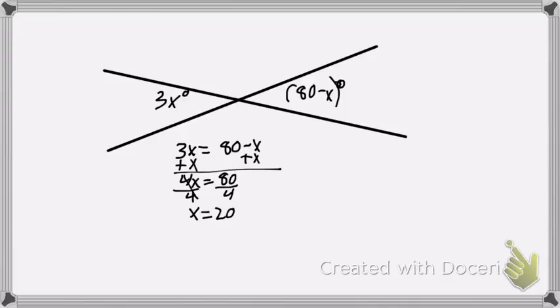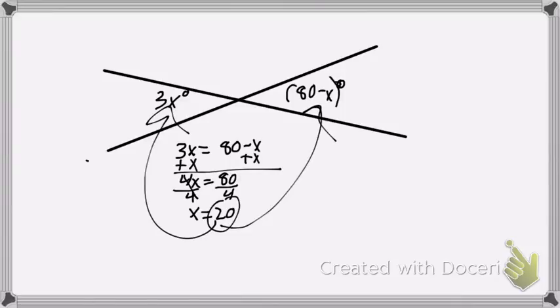Now, we want to check our work, and lucky for us, checking our work actually goes ahead and answers question number 9. So what we want to do is take this 20 and plug it back in there to the 3x and there to the 80 minus x. If we did this right, we get the same answer both ways. 3 times 20, 60 degrees. Over here, we go 80 minus 20. Oh, look at that, also 60 degrees. 60, 60, same and same, so we're good to go. Okay, so that's the basics.